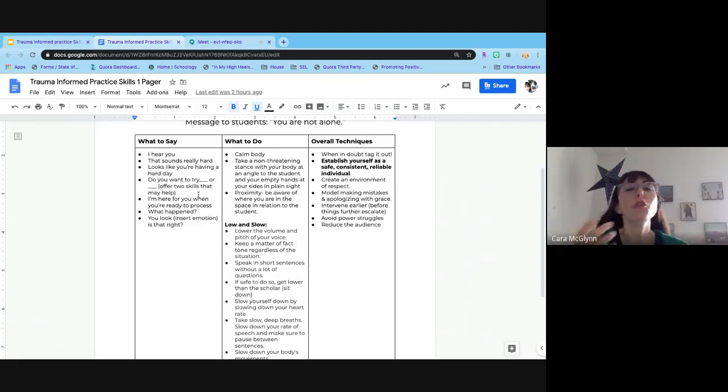Also, you don't need to like stare them down. Maintaining eye contact isn't always appropriate when someone's in crisis. On that, I would say take the student's lead. A lot of times it can be more comfortable for them if you're actually next to them instead of head on. We talked about taking a non threatening stance, proximity.